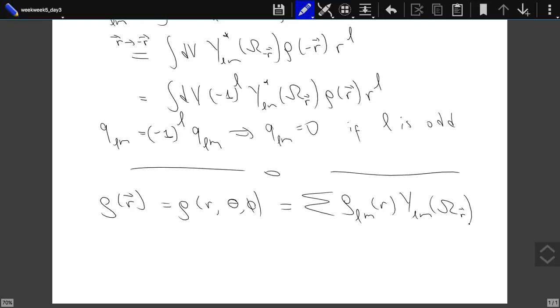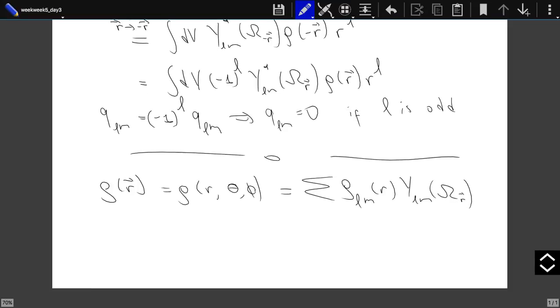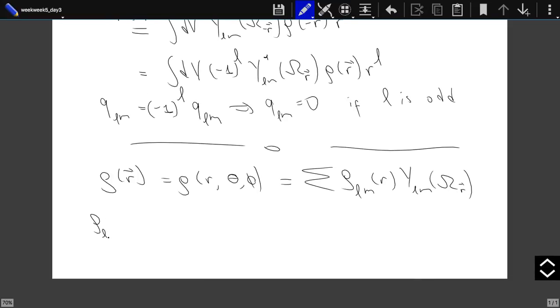Okay, so let's calculate the moments, and let's see if we can relate it to this rho_lm(r). No, let's calculate this rho_lm(r), not the moments. Let's calculate directly this rho_lm(r). How can we calculate this rho_lm(r)?